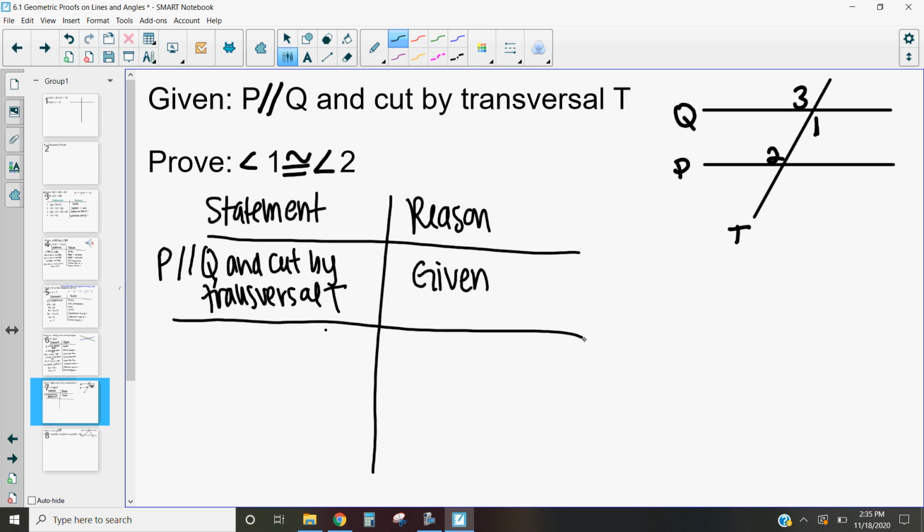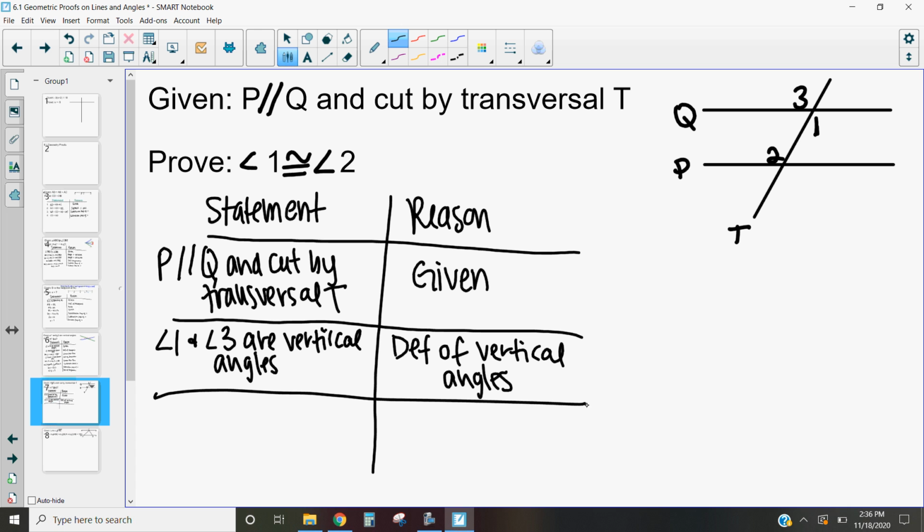And so the very first place I want to start is saying that angle 1 and angle 3 are vertical angles. Now this is super important because notice how they're straight across from each other. And we know that they're vertical angles by the definition of a vertical angle. Vertical angles are angles that are right across from each other.